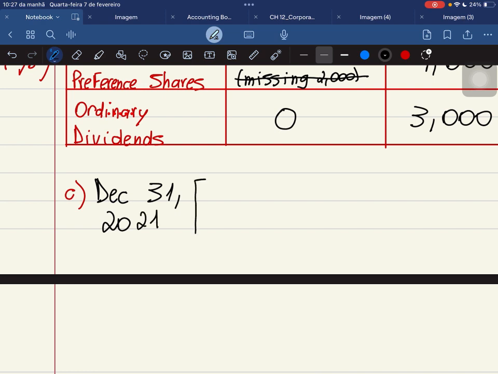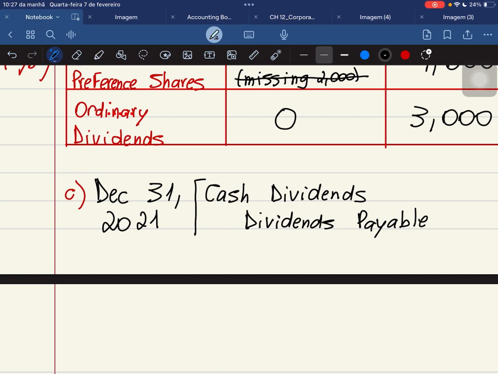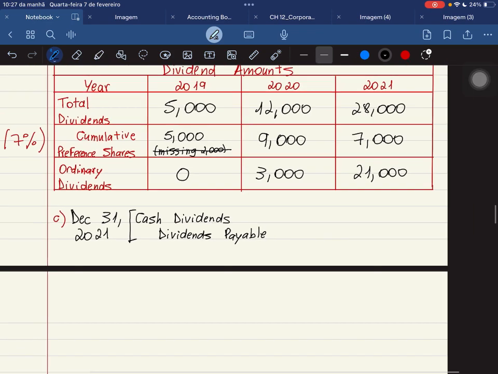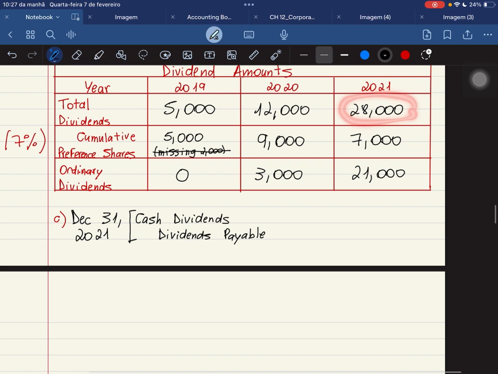Well, the entry that you make is that you debit cash dividends because they're going up, right? And you also say that your dividends payable are also going up because you have these dividends that you have to pay in the future. And that amount, like I said, it's going to be the full amount of the total dividends of 28,000 for both of them.